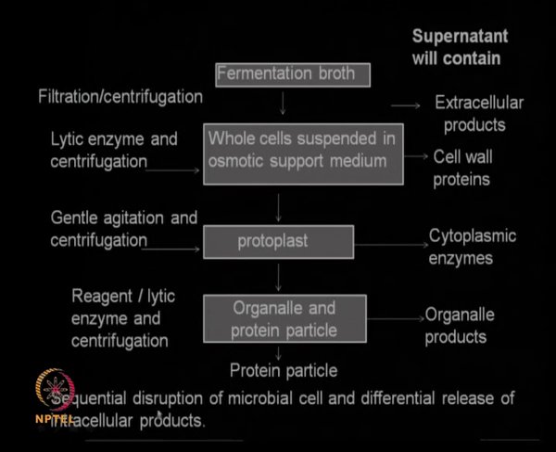Actually this is how sequential disruption of microbial cells happens. When you have a fermentation broth, mostly it will be extracellular products, which we can collect through filtration and centrifugation. But if you have an osmotic support medium, maybe whatever is present near the cell wall proteins can be recovered. With agitation and centrifugation, cytoplasmic enzymes can be released, but if you are interested in intracellular organelle products, we need to go for reagents, lytic enzymes, centrifugation, and finally you will end up with the protein.